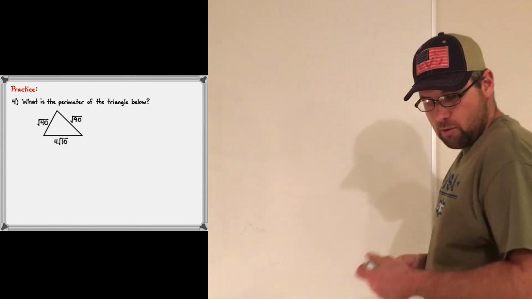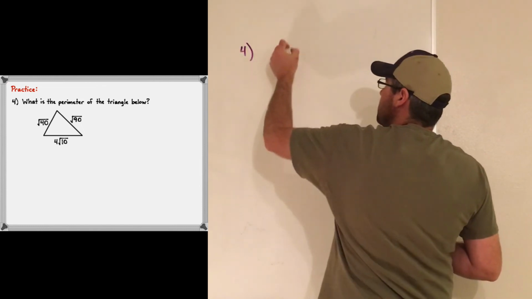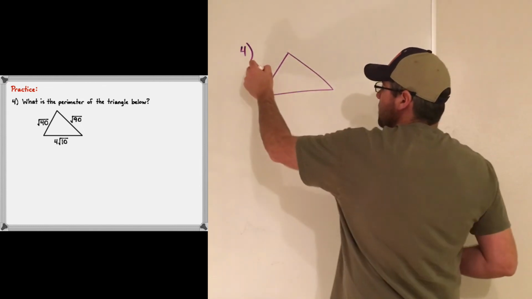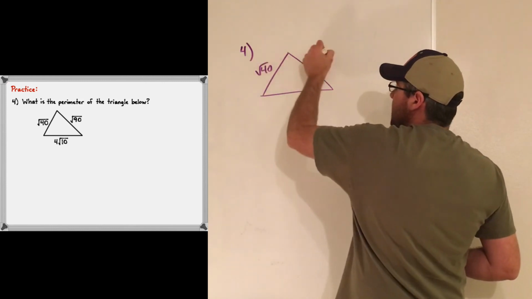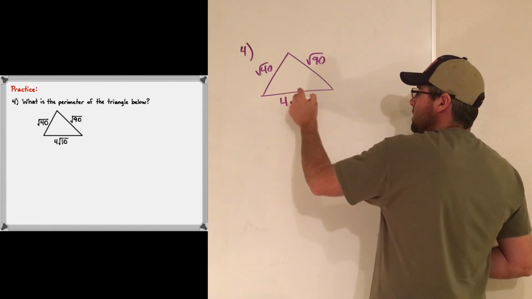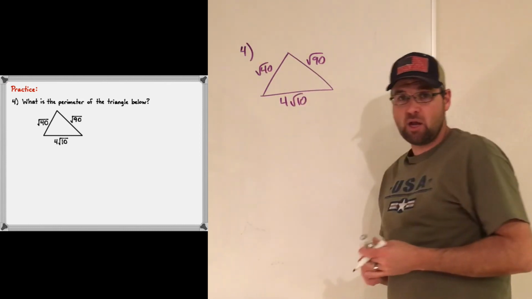All right, for number 4, it's asking for the perimeter of that triangle. Now let me draw the triangle here. We've got rad 40, rad 90, and 4 rad 10. We're looking for the perimeter of this guy. Remember, perimeter is the distance around an object.